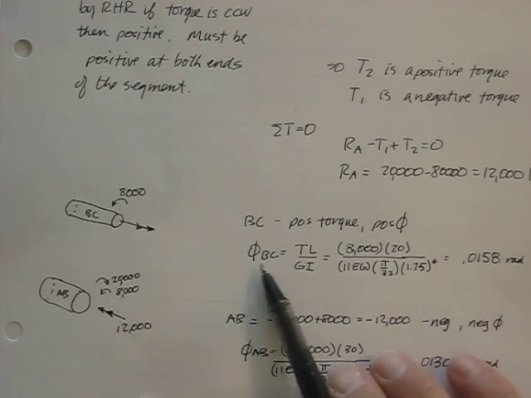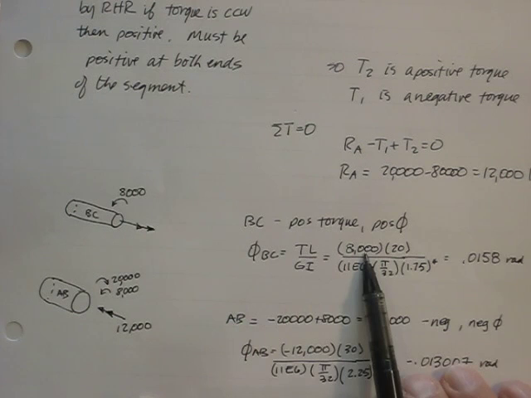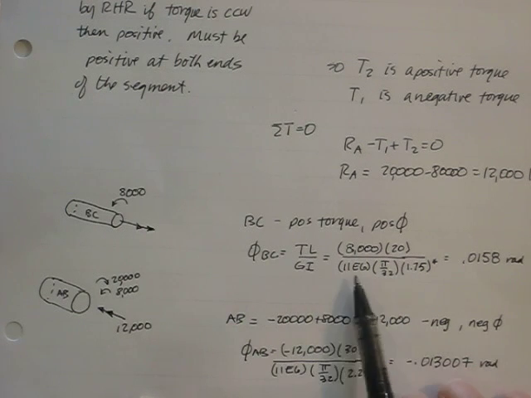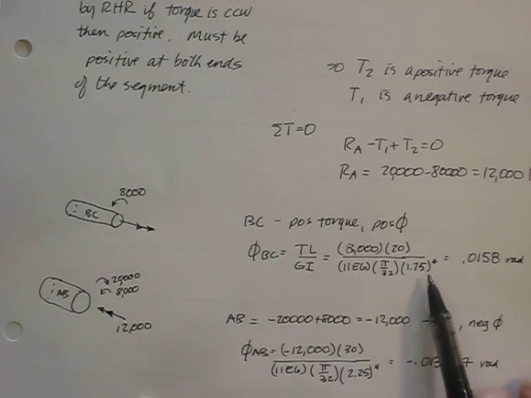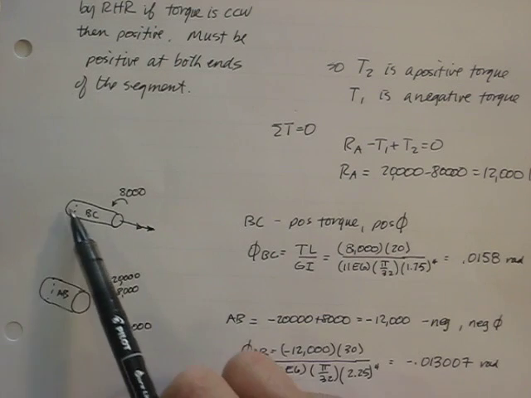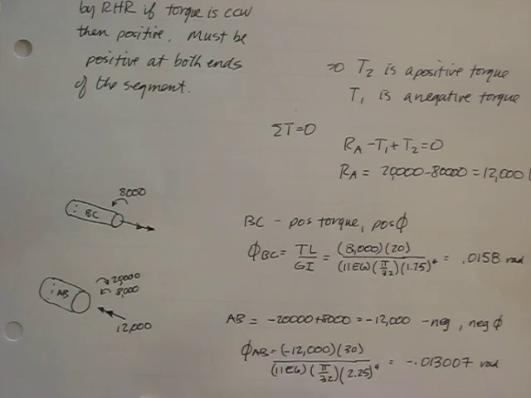In this case, if I do that, I put 8,000 psi times 20 inches long. G is 11 e to the 6 according to the problem. The diameter on this end of the bar is 1.75 inches. Putting the formula together, I get 0.158 radians of angular twist in this segment.